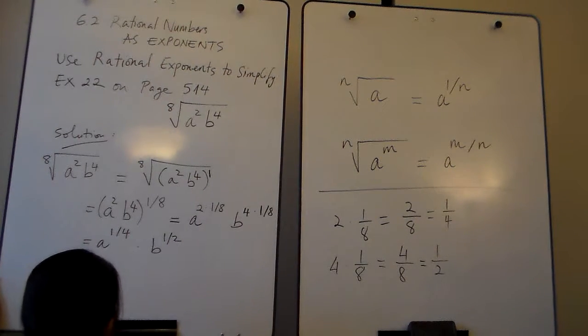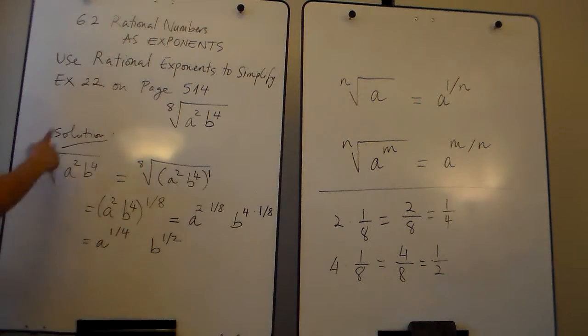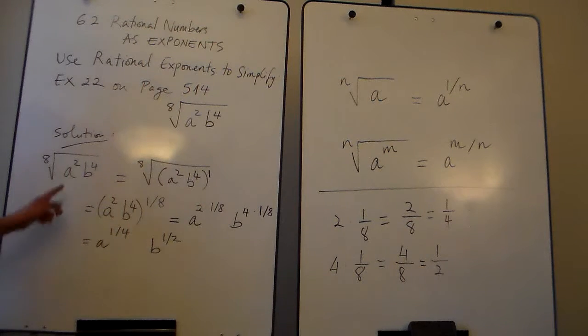Now, because we're given the radical form, we need to make sure we rewrite what we got so far in the radical form as well. So go back to the original form, which is the radical form. So far we have the exponent form right here. So we need to combine these two before we can go back to the radical form.